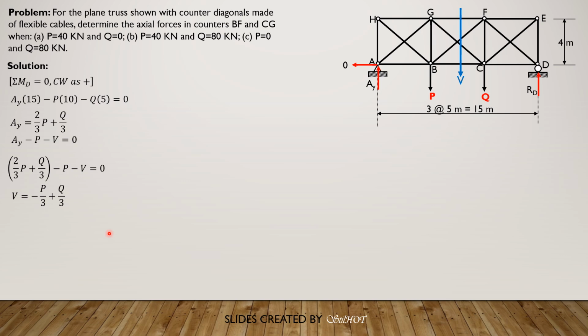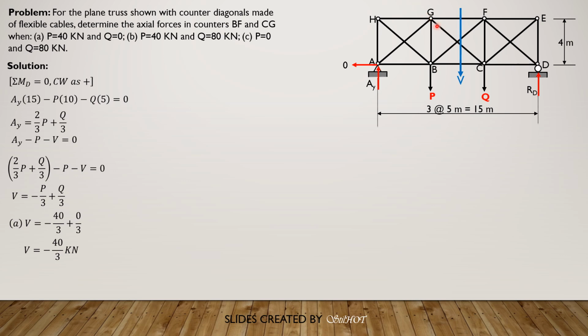So let's substitute for case A. P is 40 and Q is 0. So negative 40 over 3 plus 0 over 3. So shear is negative 40 over 3. Because the shear is negative 40 over 3 and we anticipated that the shear is downward, it means that the shear is upward. So if the shear is upward, BF should be directed up to the right, same as the direction of the shear, and CG should be up, also up to the left.